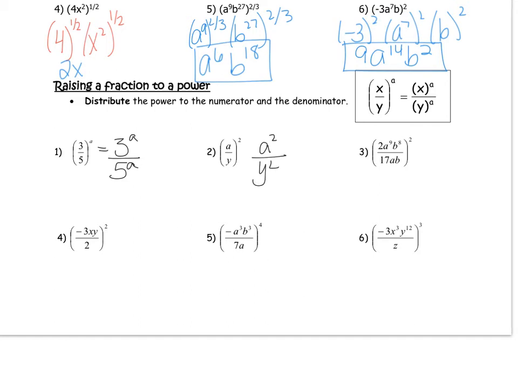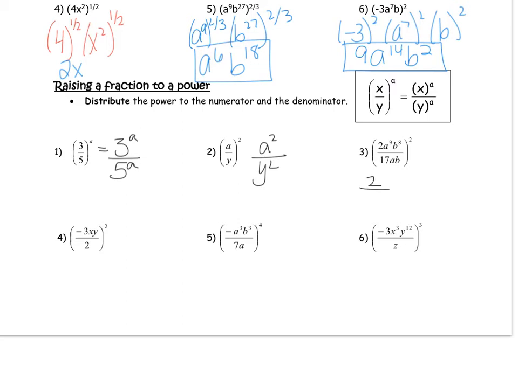Again, nice and simple. Now, 3, 4, 5, and 6 are a little bit harder, because you could technically do number 3 in two different ways. You could simplify within the parentheses first using your exponent rules, and then distribute the 2, or distribute the 2 in to top and bottom, and then simplify it. So I'm going to simplify within first, just because I can.